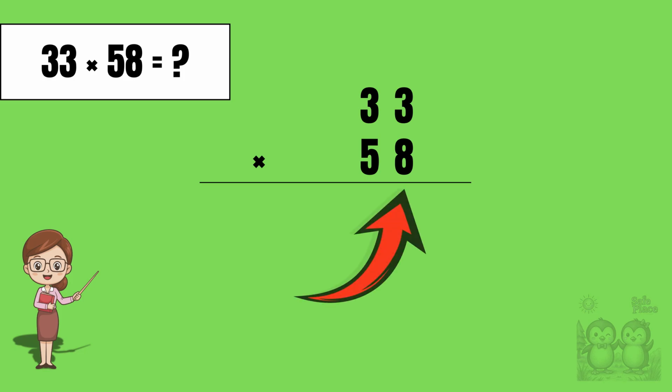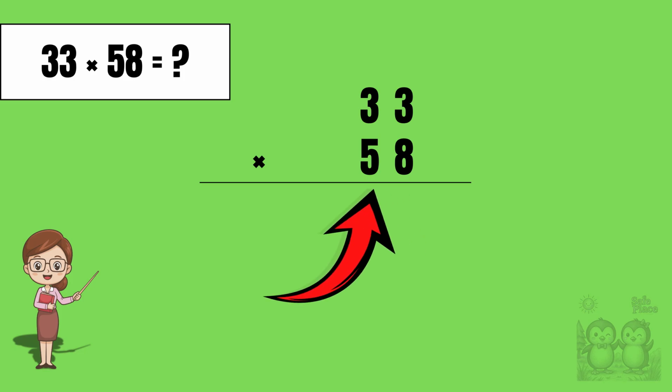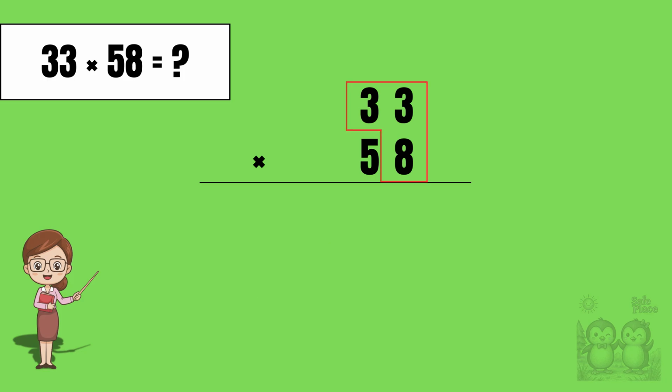We write the numbers directly underneath each other so that the 1's digits are aligned and the 10's digits are aligned as well. Our calculation is split into parts. First, we calculate 8 times 33 and then 50 times 33. To explain this, we calculate 50 times 33 because the 5 in 58 has a value of 50.